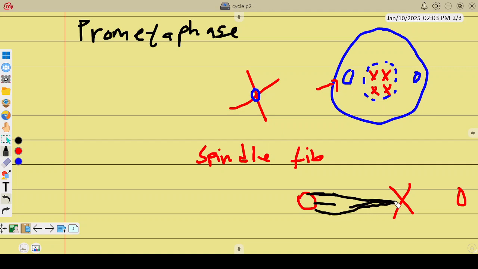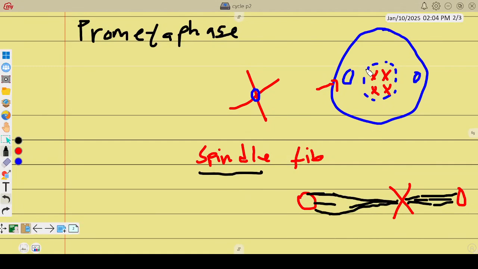so that they will attach at the kinetochore. Under prometaphase, the kinetochore had to appear. The kinetochores appeared, and then the mitotic spindle fibers will now attach to the kinetochores. Even here, the spindle fibers move from the centrosome going to the chromosome. So these are happening at prometaphase.